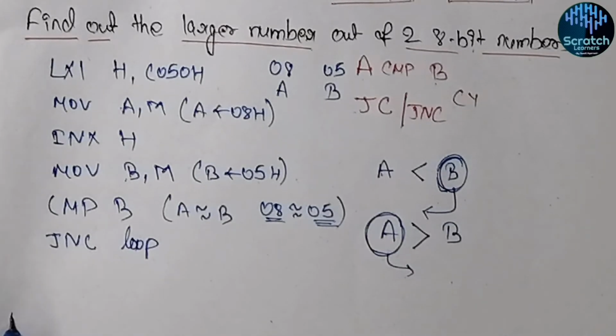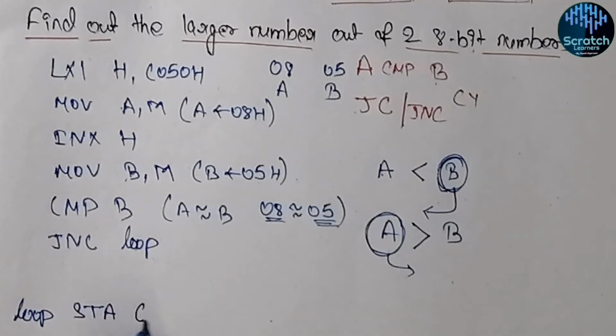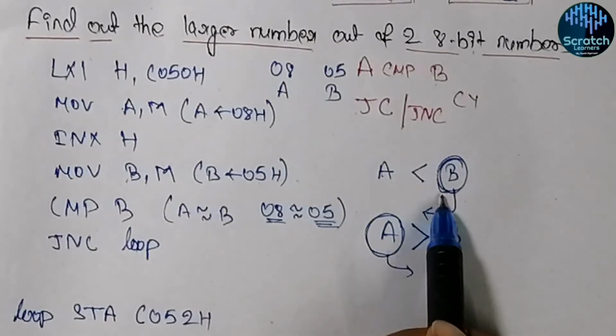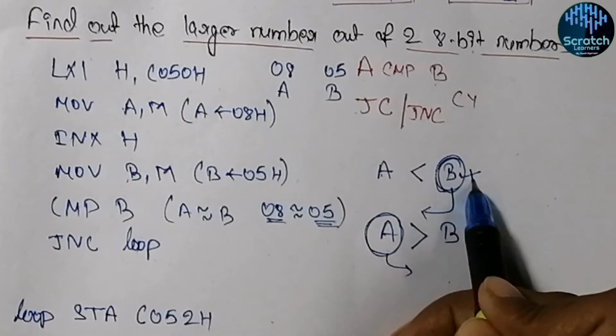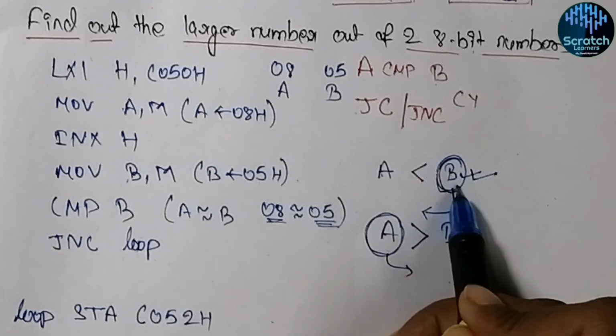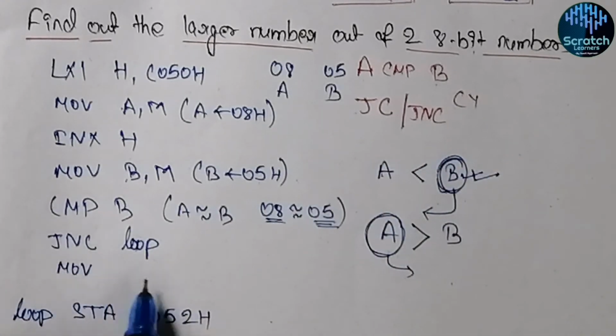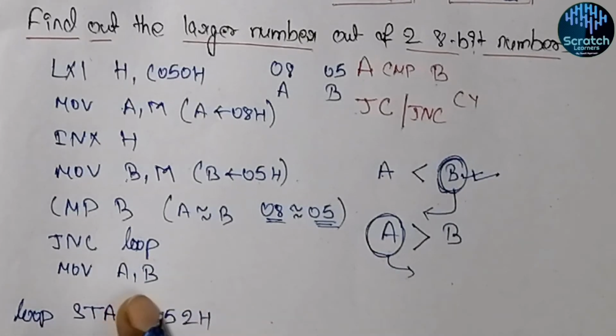So this jump will go to some location, and there we will be storing the content of the accumulator in some memory location, let's say C052 hex. And when a carry is generated, that means the register B contains the larger data. So we will first move the content of B to the accumulator. So MOV A, B. Okay, I hope you understood this.